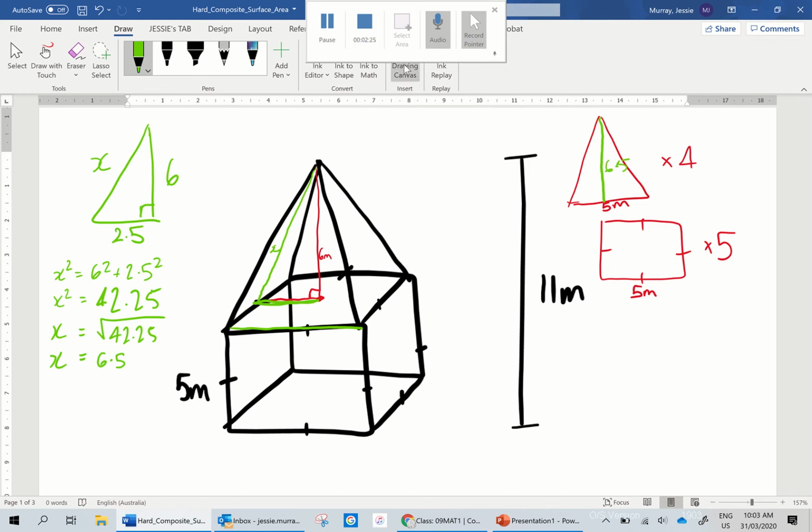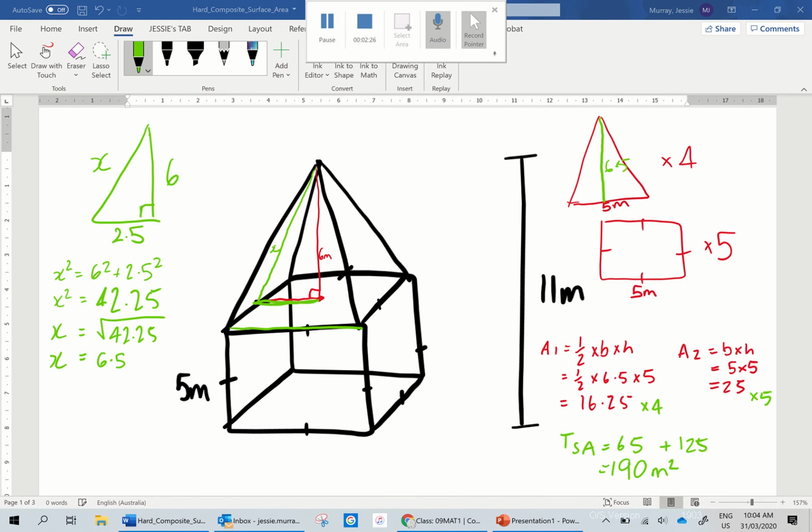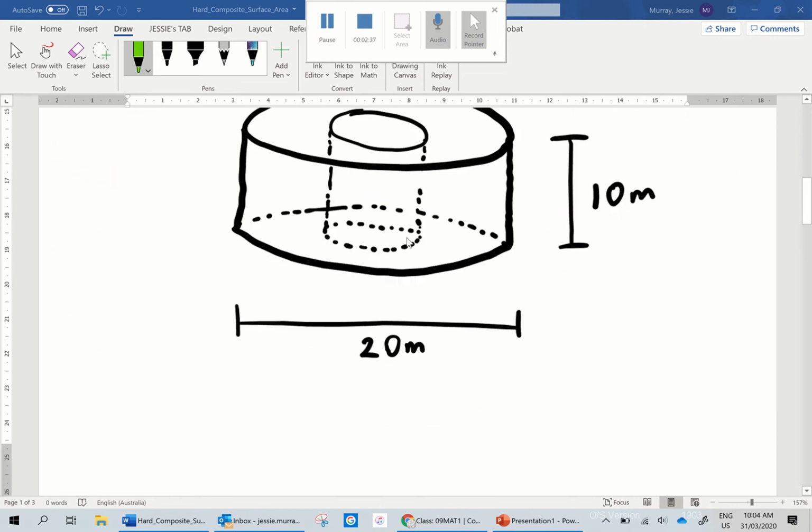Okay, now I can just jump straight through to my answer. And there I have it, a total surface area of 190. Now if you didn't get it, pause the video. Otherwise I am going to move on. Okay, next one.